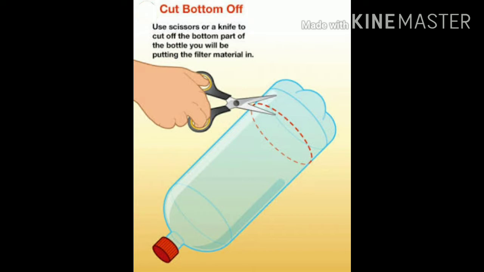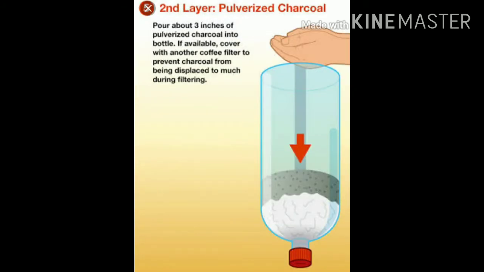Take a clean plastic bottle and cut off the base of the bottle. Tie a piece of clean cloth over the mouth of the bottle. Hold the bottle upside down and pour some powdered coal into it.